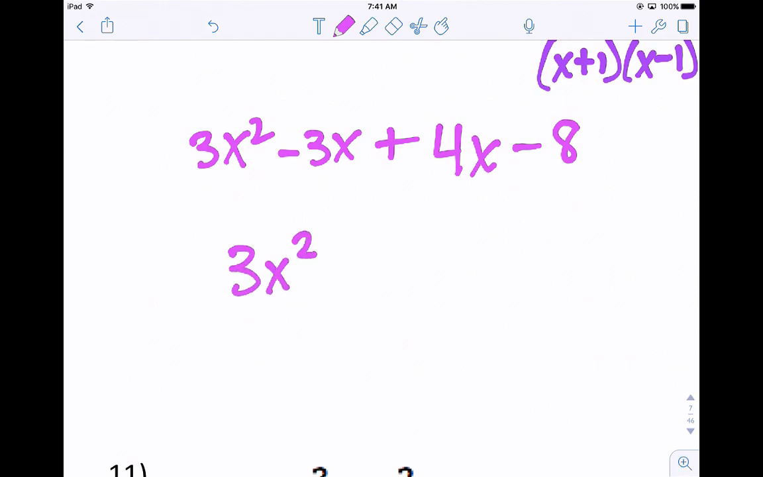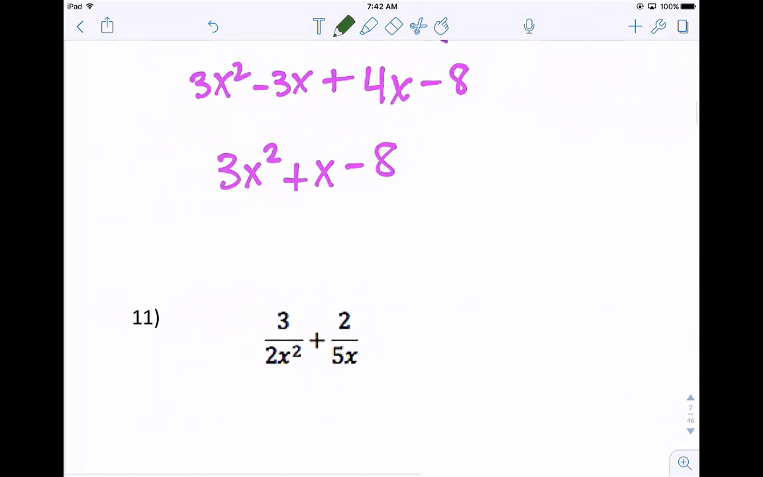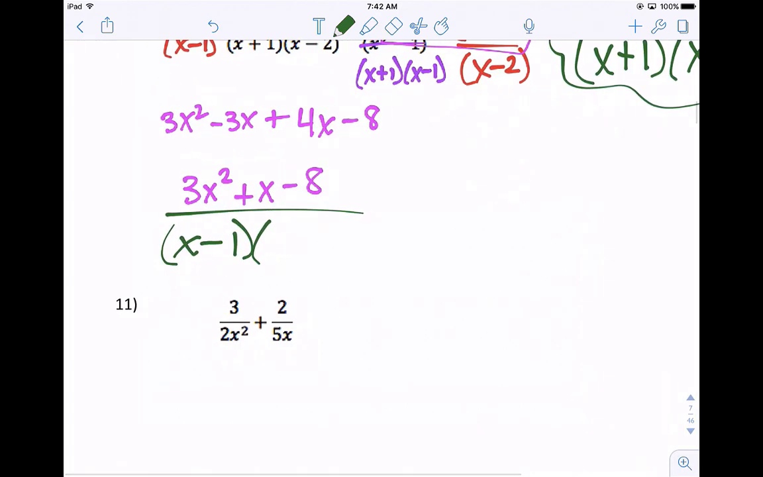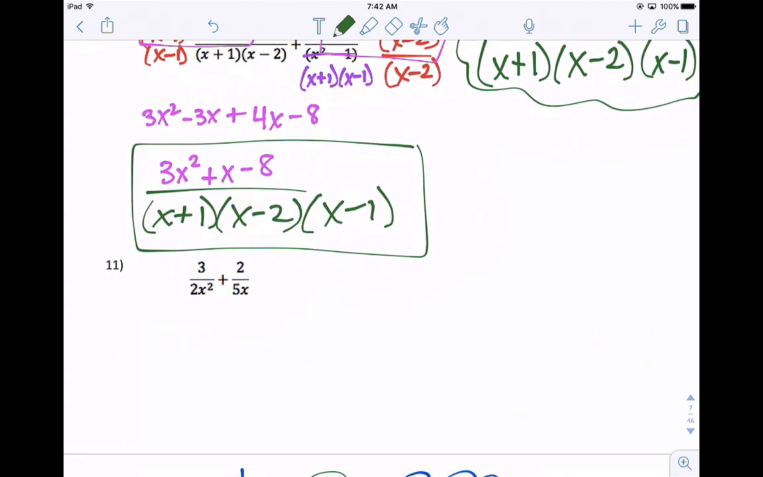We have 3x squared plus x minus 8, and that goes all over our LCD, which we got in step 2. So all over x minus 1, x minus 2, or x plus 1, x minus 2, order doesn't matter really, and the x minus 1. And there's our answer. All right, let's do one more adding, and we'll take a look at subtracting.